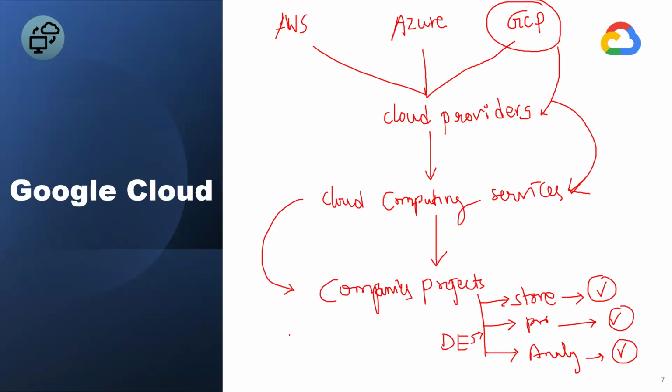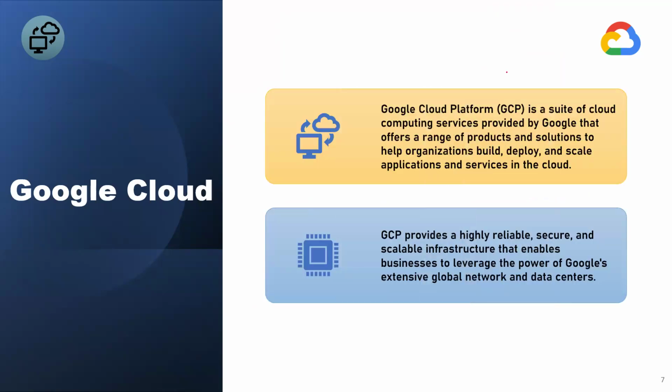What is GCP? GCP is one of the leading cloud providers which provides cloud computing services for organizations or companies to store the data, process the data, or analyze the data. Okay, so that is what GCP is. You can also see here, Google Cloud Platform is a suite of cloud computing services provided by Google that offers a range of products and solutions to help organizations to build, deploy, and scale the applications and services in the cloud.